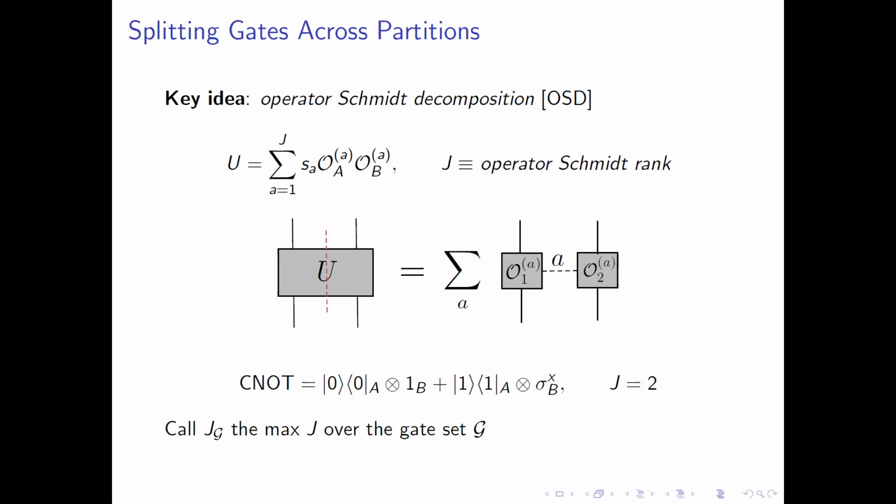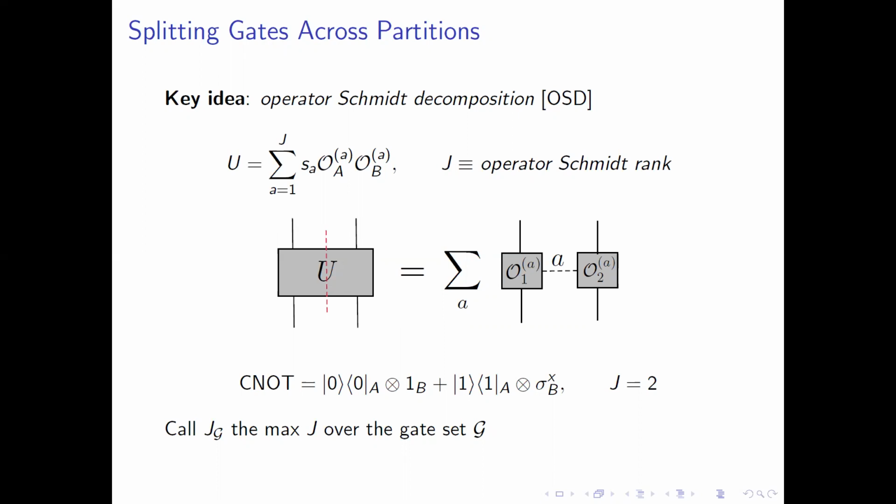As an example, we see the C-NOT gate here. The C-NOT gate has two terms. The C-NOT, of course, is a controlled bit flip. So if the first bit is 0, then the second bit is not flipped. If the first bit is 1, the second bit is flipped. And so there are two terms in the decomposition of the C-NOT gate, so j equals 2. In general, we might have many gates that appear in a circuit, and we'll call j sub g the maximum operator Schmidt rank of any of the gates that appear in the circuit.